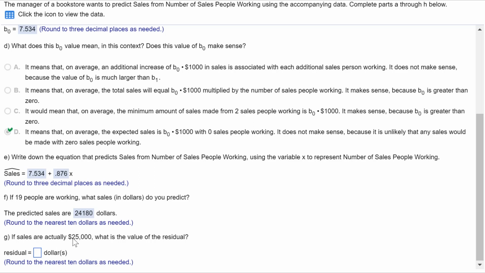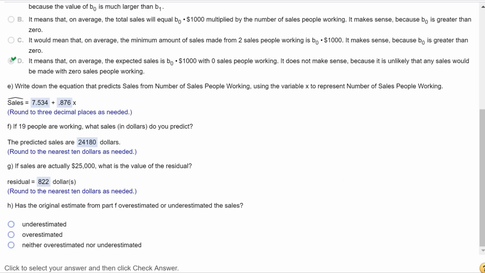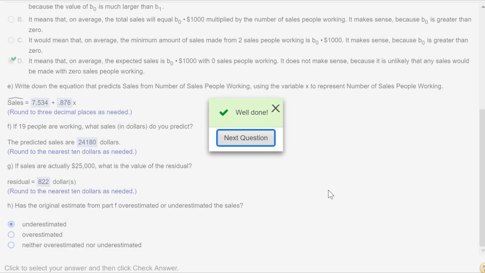So if the sales are actually 25,000, what is the value of the residual? Just recall that the residual equals the observed minus the predicted. Our observed was 25,000, so we actually observed that. And our predicted was 24,180, so the residual is 822. So this final question just says, has the original estimate from part F overestimated or underestimated the sales? Here was our predicted 24,180, a little bit under what actually happened. So it underestimated. So I hope that helps.